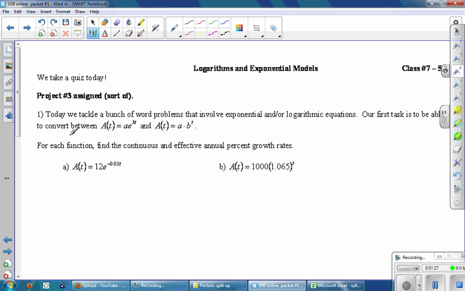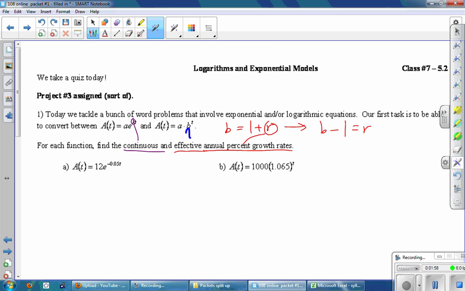So let's make sure we're clear on the lingo. The continuous annual percent growth rate is k. It's easy. It's whatever number is sitting up there. The effective annual percentage growth rate, well, it's called r, and it's the r in this formula. So if we wanted to, we could solve this for r and say that r is really b minus 1. So if you happen to know b, just subtract 1. That's r, and that's the effective annual percent growth rate.